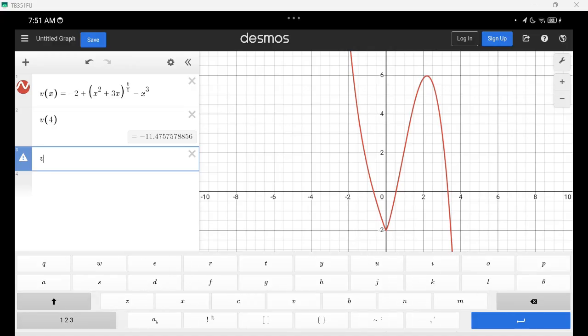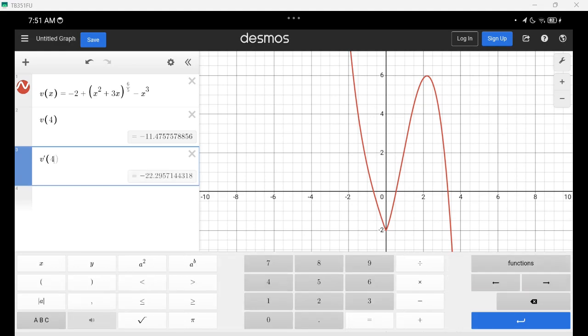I'm going to try. Third time, there we go. Definitely easier on a regular keyboard. So we got our numbers there, negative 11.476 and negative 22.296.